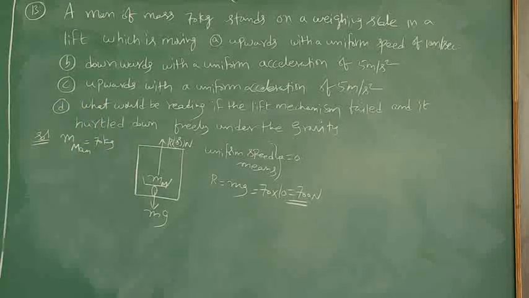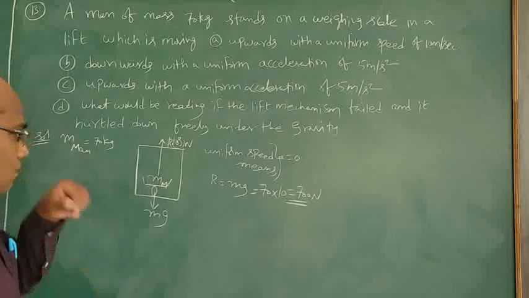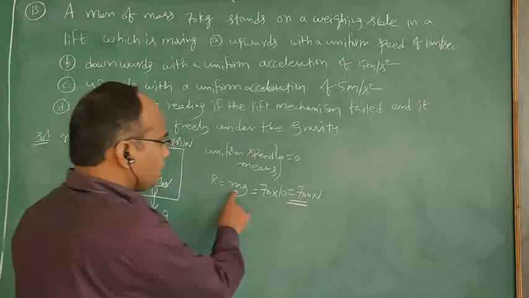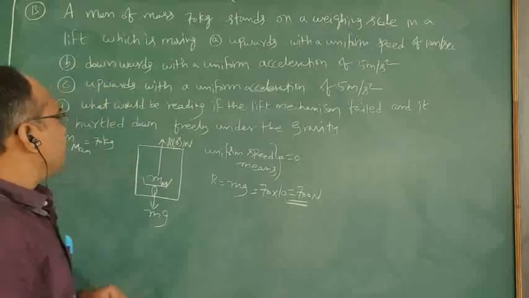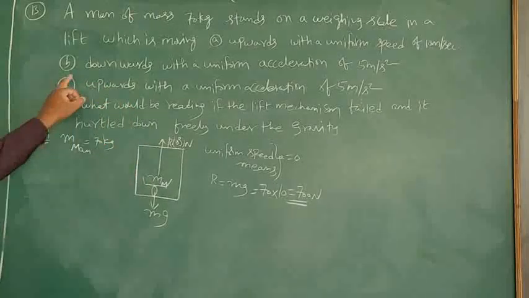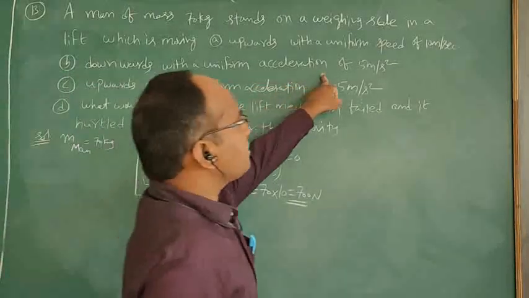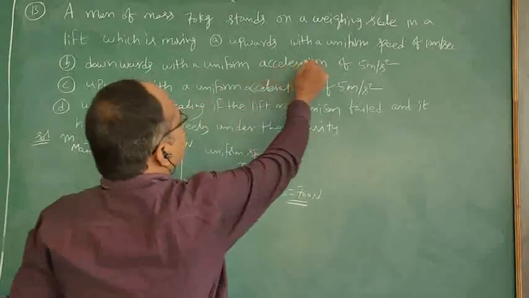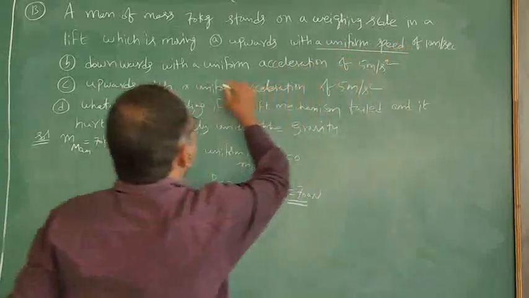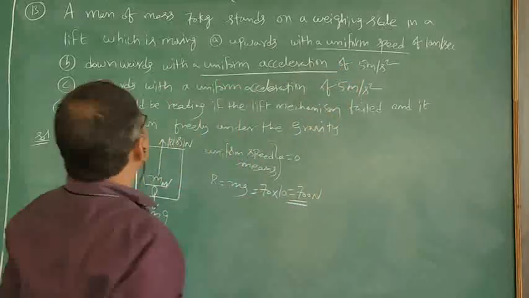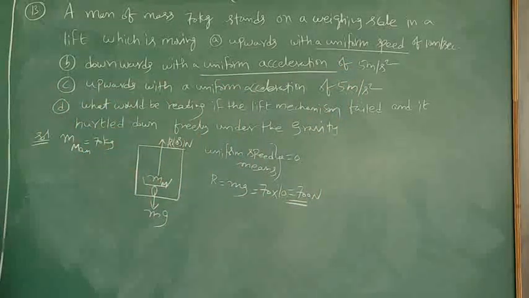700 newtons. Now R is equal to mg. So this is the first part. Now, downwards with the uniform acceleration. Here you see this was the uniform speed, and this is uniform acceleration, downwards with the uniform acceleration.